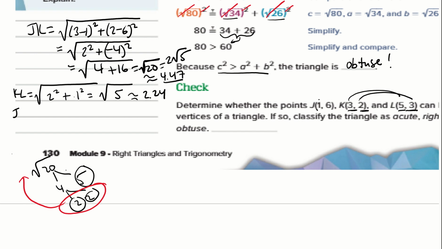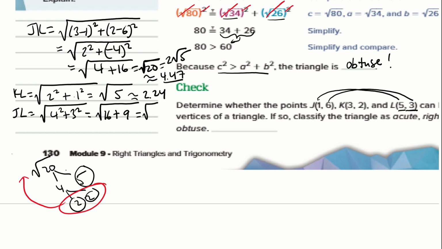All right, let's do the last one, JL. Subtract the x coordinates. So 5 minus 1 is 4. 6 minus 3 is 3. We have 4 squared plus 3 squared. 4 times 4 is 16. 3 times 3 is 9. So this becomes the square root of 25, which is 5. That's a nice number.